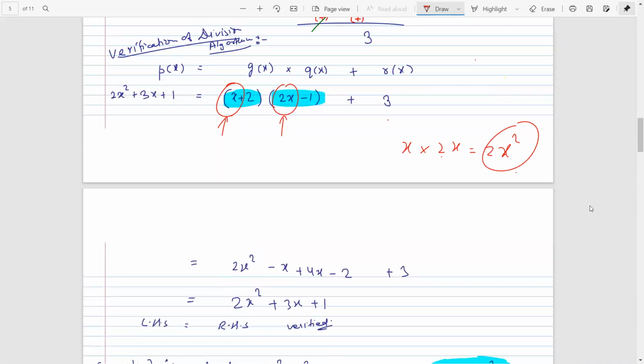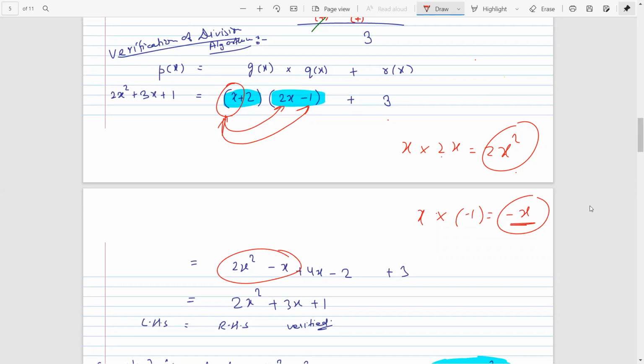Okay, sir. And then what do you do? Then you take the same x and multiply with the second term, that is minus 1, x into minus 1. x into minus 1, how much will that become? Minus x. Minus x, sir. You see that minus x I have written here. Yes, sir. Okay. What did we do? First x with 2x, then x with minus 1. So that gave us these two terms.